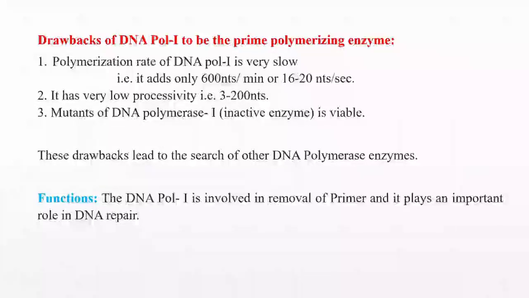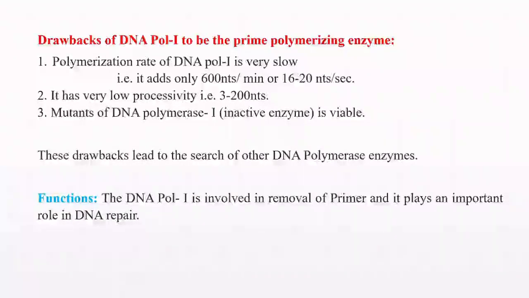Processivity is nothing but the number of nucleotides added before the polymerization enzyme detaches from the template. So this DNA polymerase 1 can add only 3 to 200 nucleotides before it gets detached from the template. So it is a very low processivity enzyme.